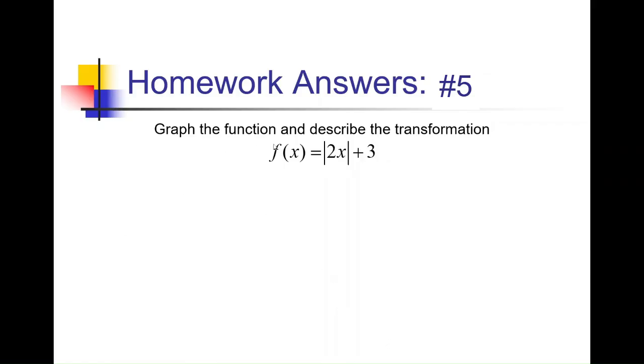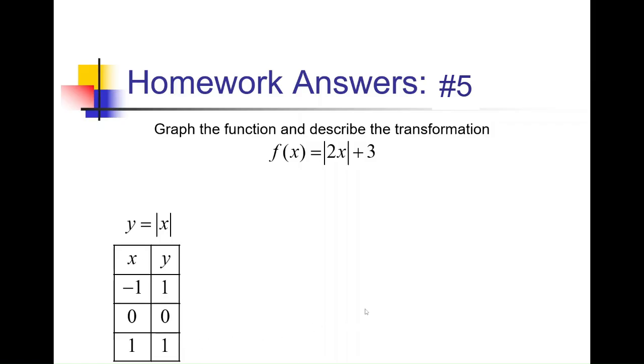For this problem, we're going to graph the function and figure out the transformation going on. So we've got the absolute value function. Let me set up a table for that. We've got negative 1, 1, 0, 0, and 1, 1 for my 3 points I always like to use for this. For the transformations, this times 2 inside is giving us a horizontal, let's see, it's going to be a shrink because it's counterintuitive, right? We're actually dividing all the x values by 2. And then this plus 3 outside is giving us a translation of up 3.